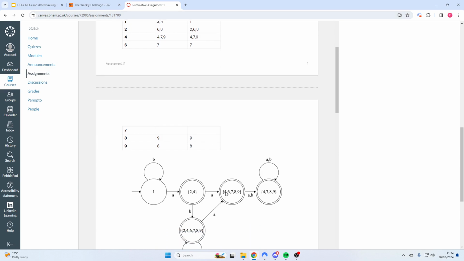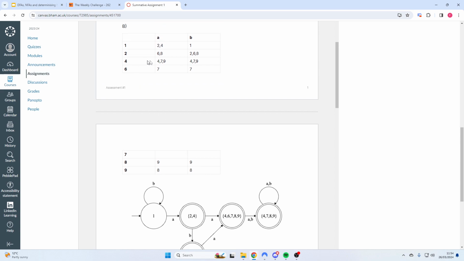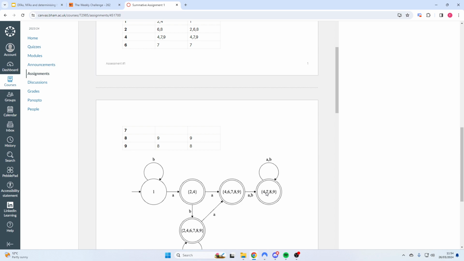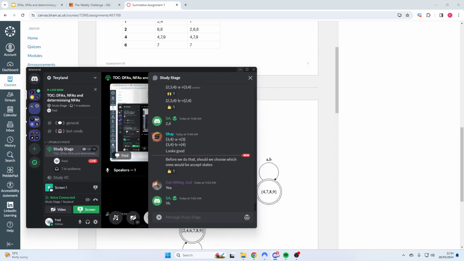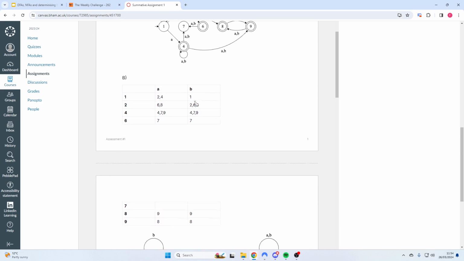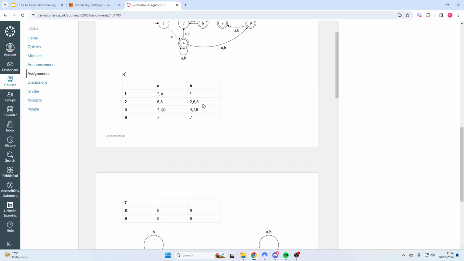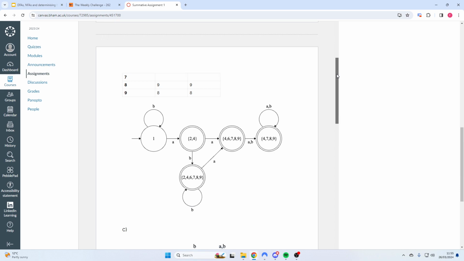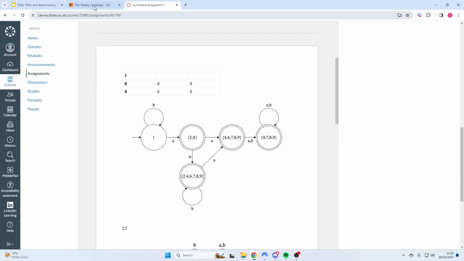And then now I can go 4. At 4, I could be at 4, 7, or 9 if I go A. At 6, I could be at 7, but that's already contained by the 4. At 7, I can't go anywhere. At 8, I could be at 9. At 9, I could be at 8. So A transitions to everything apart from 6. This is correct, but it was continuing on from something wrong. So yours might be different, but this bit is correct.